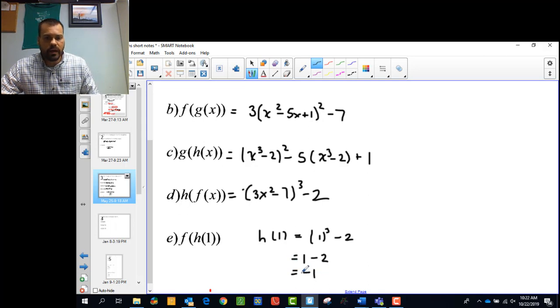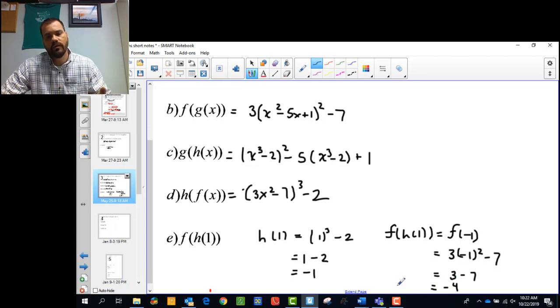Then I take that and I replace it into f. So now f of h of 1 becomes f of minus 1. So what does that give me? Well, f is 3 times x squared minus 7, so it becomes 3 times minus 1 squared minus 7. So that gives me 3 minus 7, and that gives me minus 4. So that's the idea. We're going to replace the h of 1 with what it equals, and that becomes what we're plugging into f.